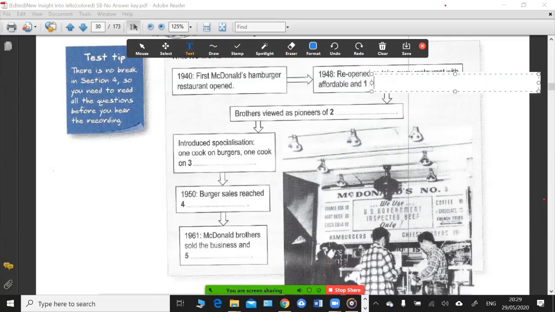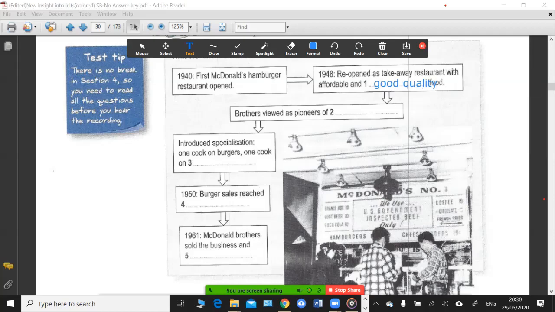Question number 1. It's reopened as a takeaway restaurant with affordable and good quality food. Okay, so number 1, is there any word limit? Yes, no more than 2 words. Good quality. Good quality. Okay, that's great.